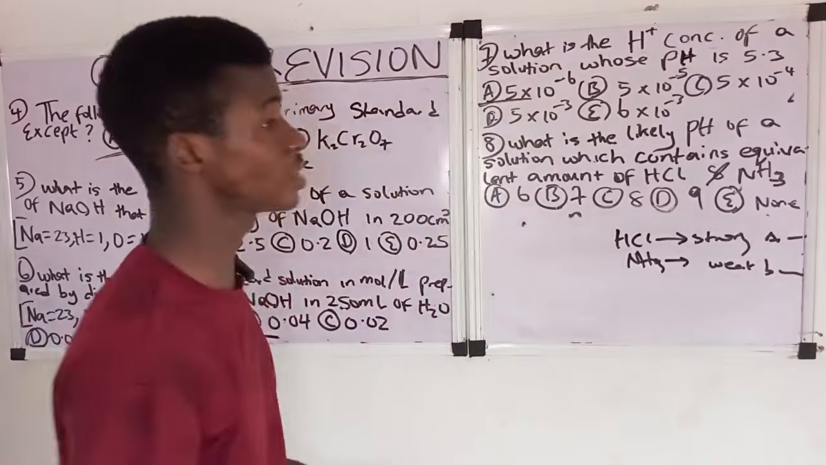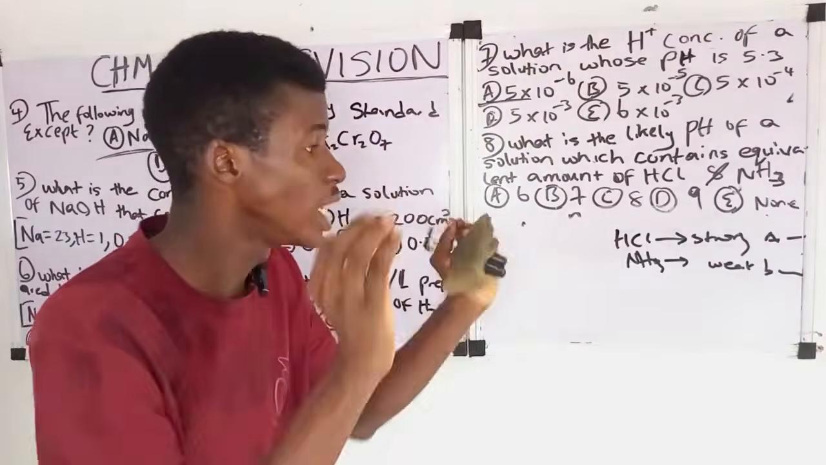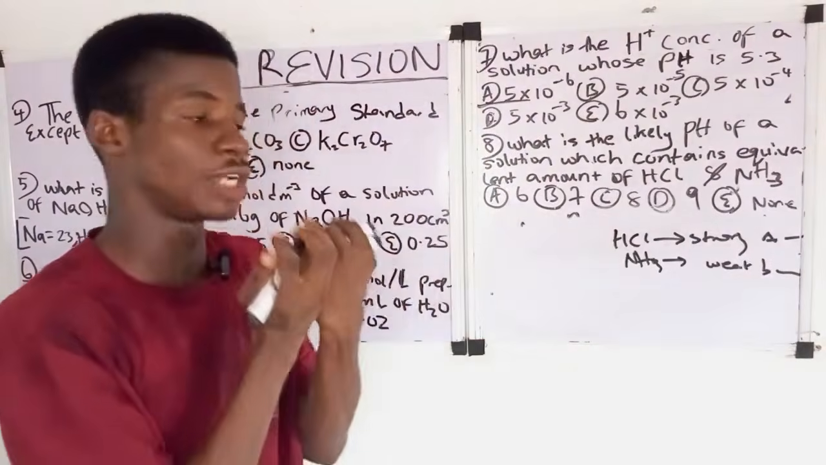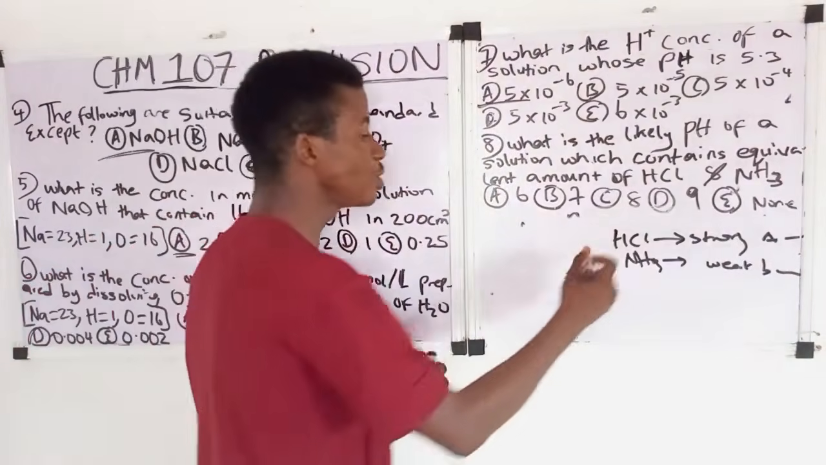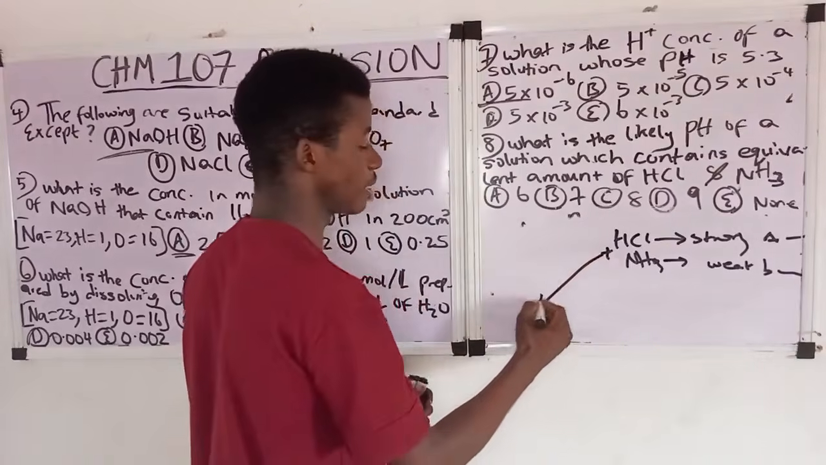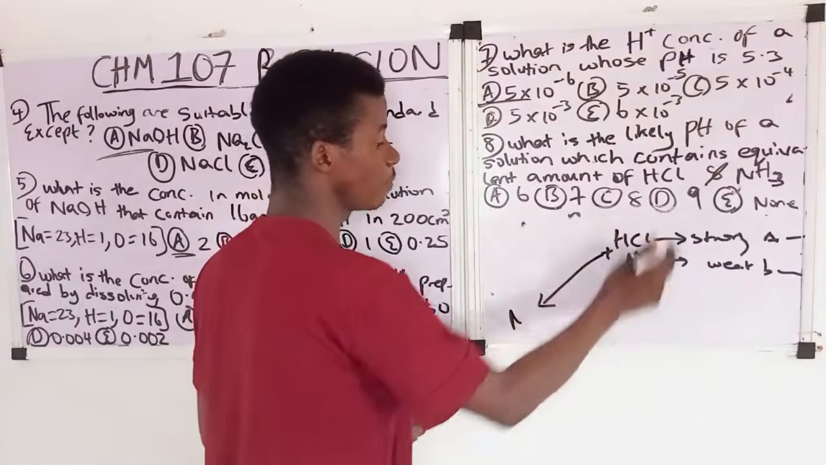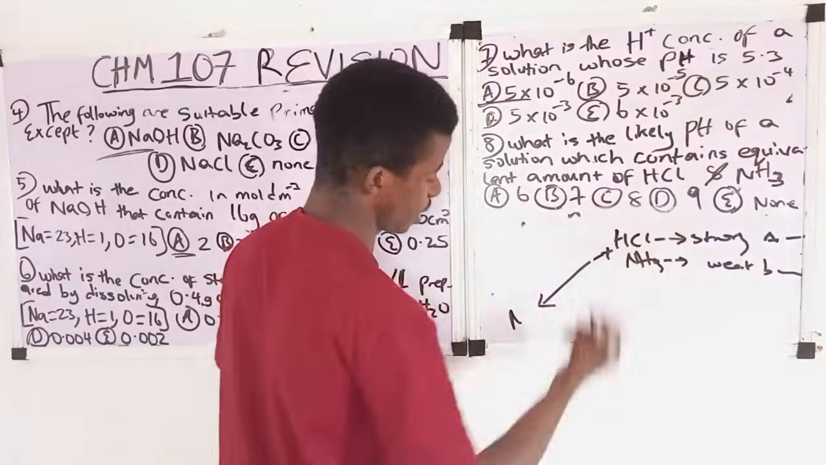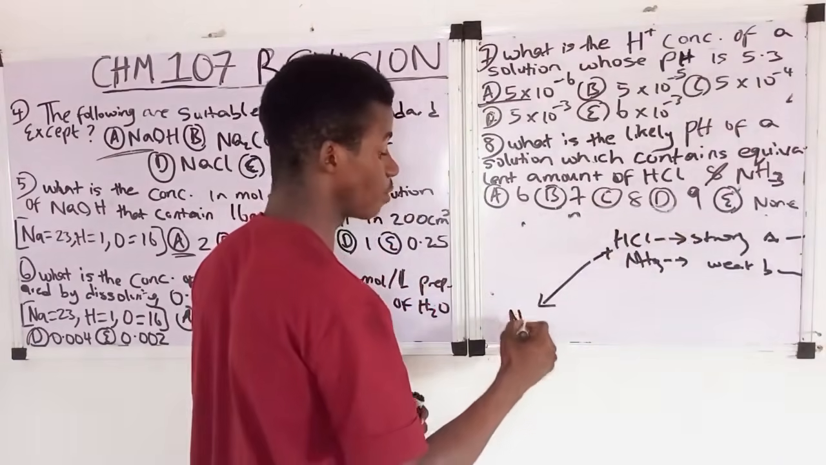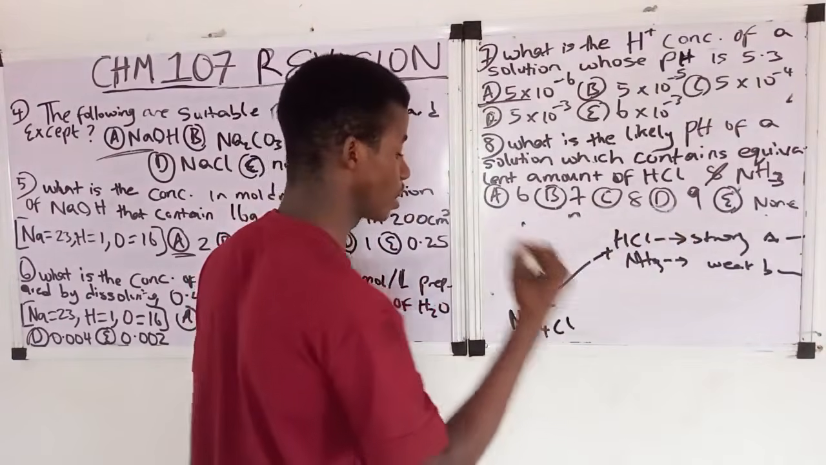Now they're telling us to find the pH of a solution that contains equal amounts of hydrochloric acid and ammonia. If we have a solution of these two, they will usually react to form ammonium chloride.